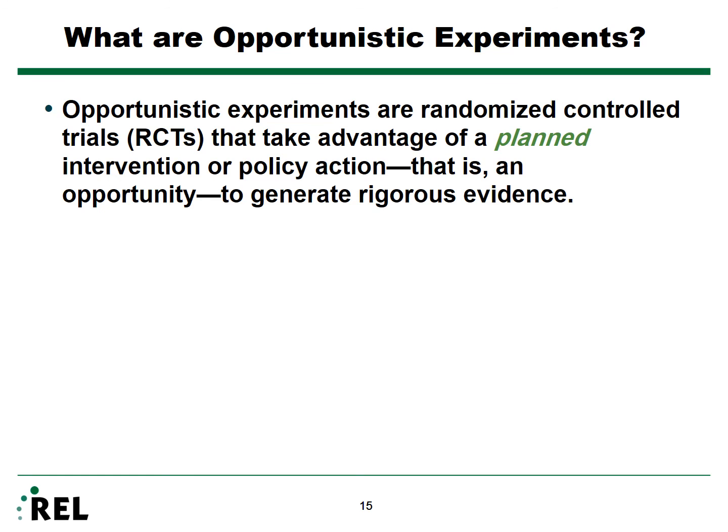Now that we've talked about why experiments can be valuable, we'll focus on opportunistic experiments. Opportunistic experiments are a type of RCT that takes advantage of a planned intervention or policy change. In some cases, these changes are an opportunity to generate rigorous evidence without introducing a lot of disruption to how your schools operate. The next video will describe these opportunities in more detail and provide examples of different kinds of opportunistic experiments.